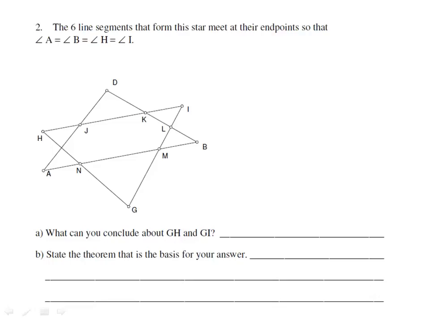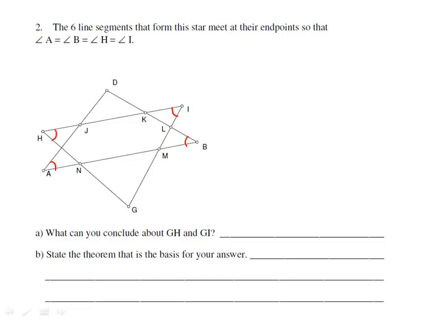Hey, back again with number 2 from the practice test. It says the 6 line segments that form this star meet at their endpoints, so that angle A equals angle B equals angle H equals angle I. So I'm going to mark them. A equals B equals H equals I. So they're all the same measure.